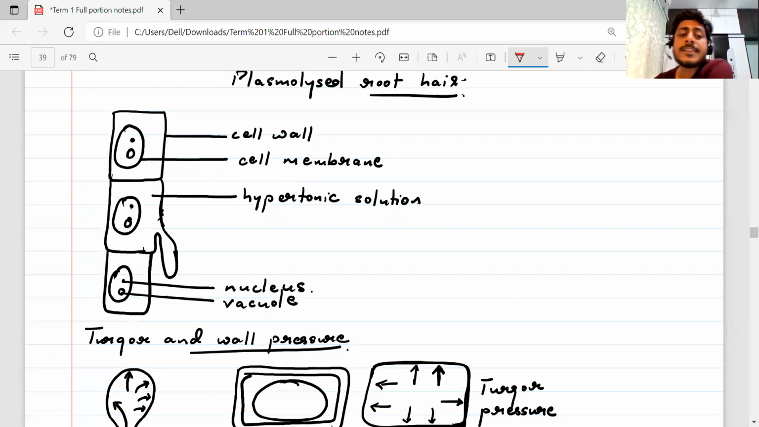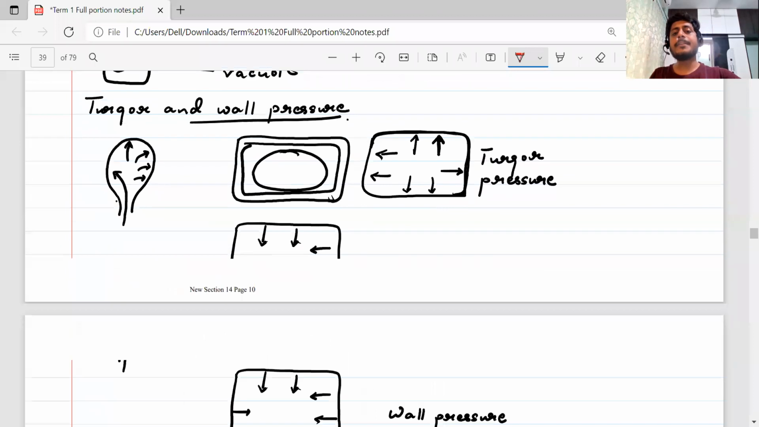When this is a plasmolysed root hair, they could ask about the root hair diagram when excess fertilizer is added to it, because excess fertilizer becomes hypertonic. Here you see that there is a drooping structure, the whole thing has shrunk. Again this is the cell wall, this is the cell membrane, and the solution inside here is hypertonic solution.